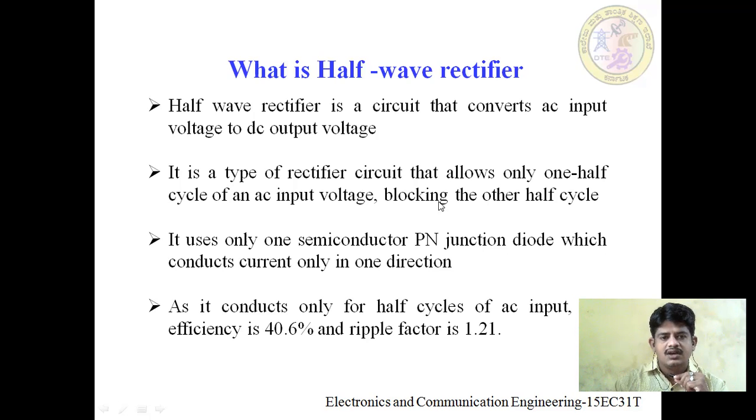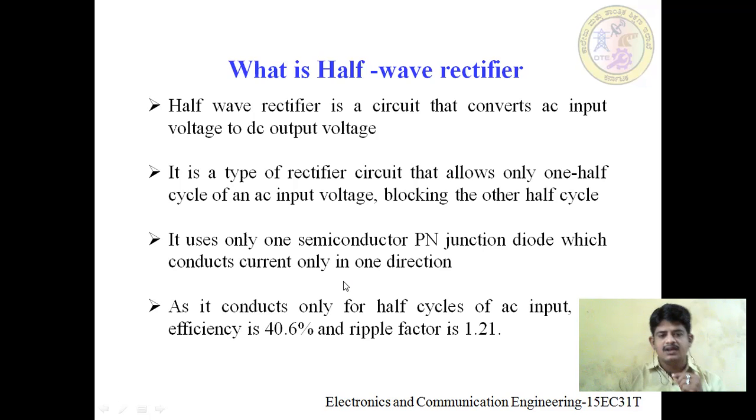So in this, it will operate or pass only one half and it will block the other half. That is why it is named as half wave rectifier. It's not full wave because it's not passing the full wave to the output. And the next point regarding this is it uses only one semiconductor PN junction diode, which conducts current only in one direction. Means how many diodes will it have? Only one. So you must remember this. It's important. It has only one diode and it conducts current in only one direction.